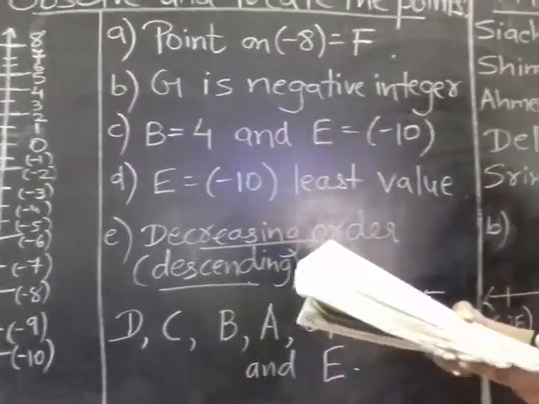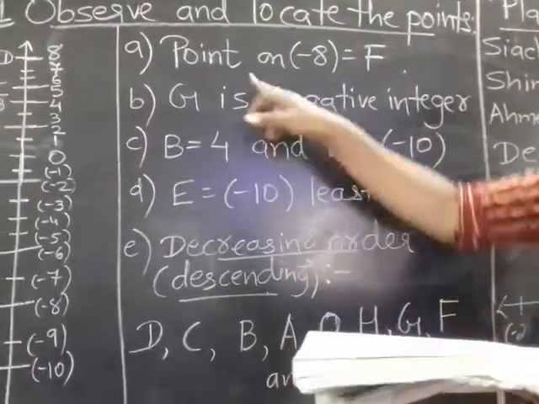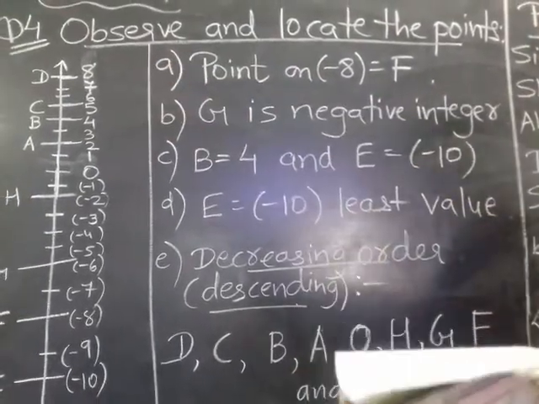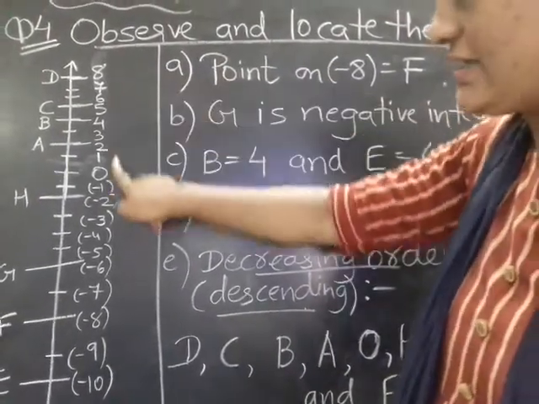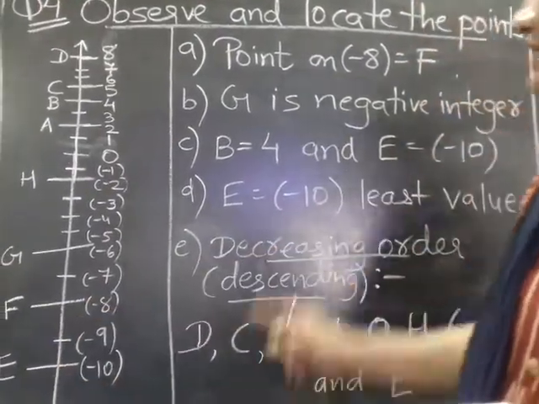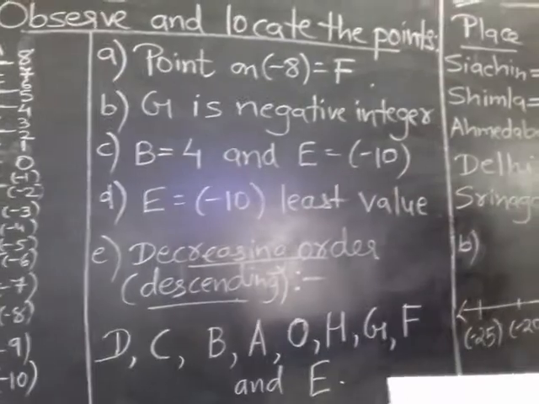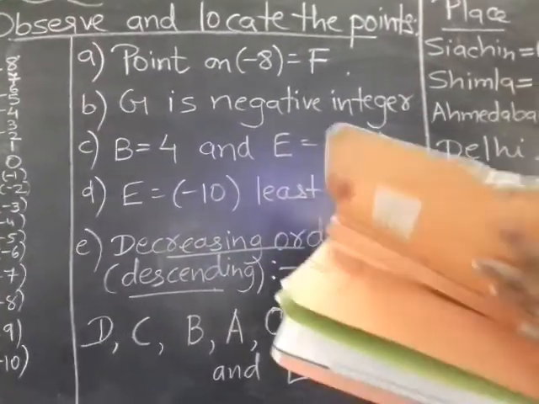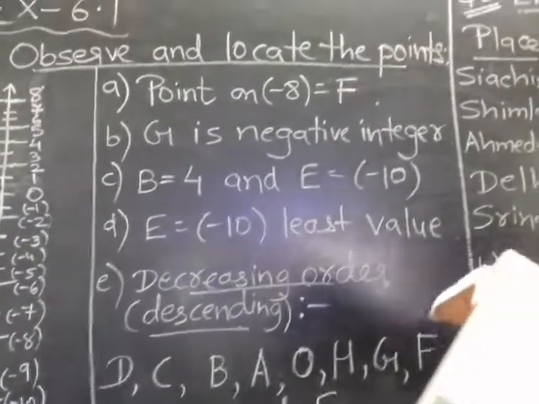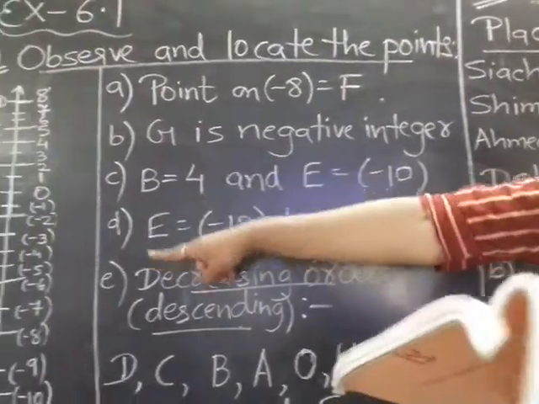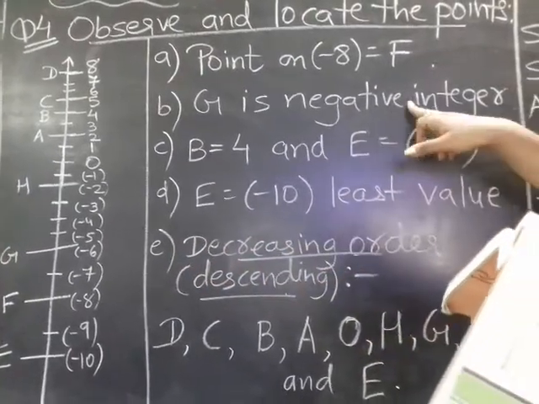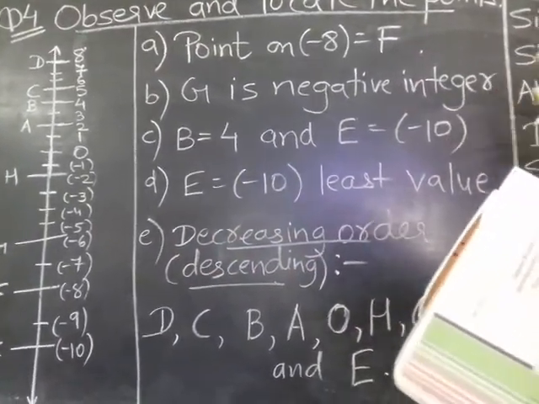Part A, if point D is positive 8, that is +8, then which point is -8? Check it out, where is -8 coming? Here. So what is the alphabet used for -8? It is F. So on F -8 comes. Point B, is G a negative integer or a positive integer? Where is G? It is on -6. So definitely G is a negative integer.